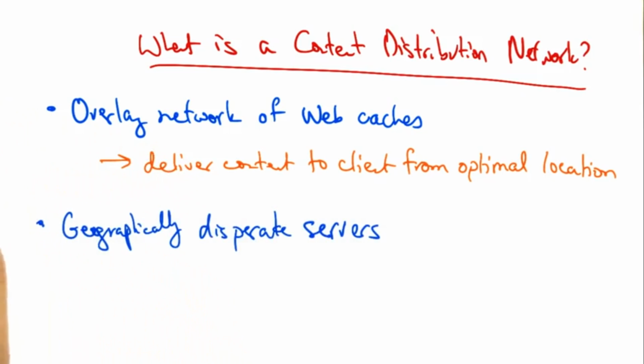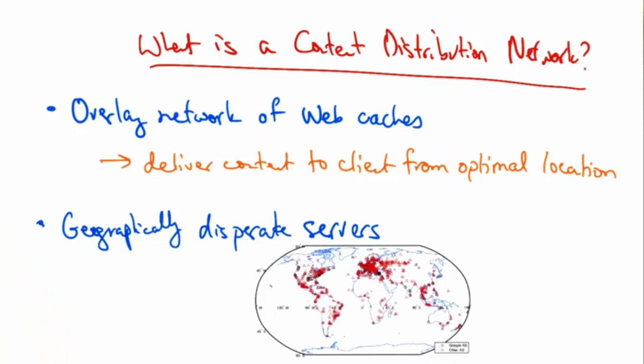CDNs are made of distinct, geographically disparate groups of servers, where each group can serve all the content on the CDN. These CDNs can often be quite extensive. Here is a global map depicting the deployment of the Google cache servers around the world, as mapped in a recent project by researchers at the University of Southern California. As you can see, these web caches can be quite extensive, and in many cases there's a concerted effort to place caches as close as possible to users.